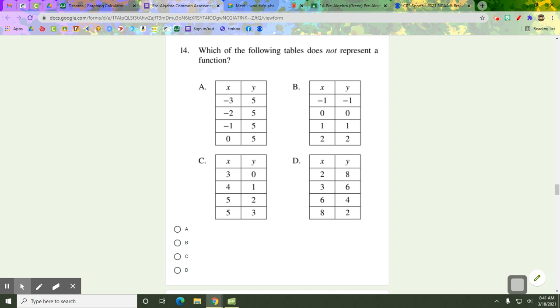About this one? If X repeats, it's not a function. So it's asking us which one is not a function. So you're looking for which one of those has an X value that repeats.